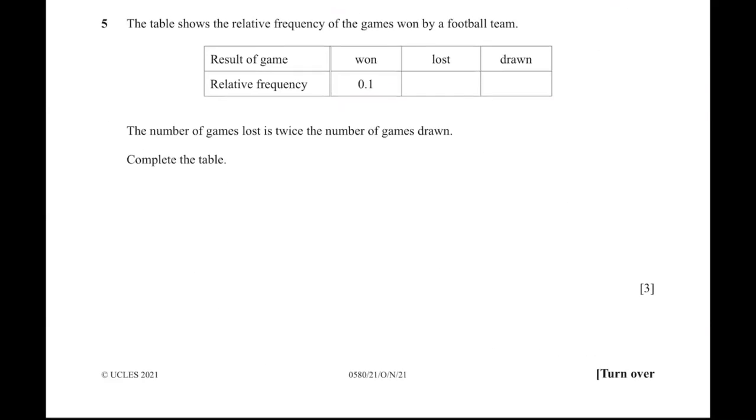The table shows the relative frequency of the games won by a football team. Result: game won, lost, drawn; relative frequency 0.1. The number of games lost is twice the number of games drawn. Loss is 2 times drawn. Loss is equal to 2 times drawn.